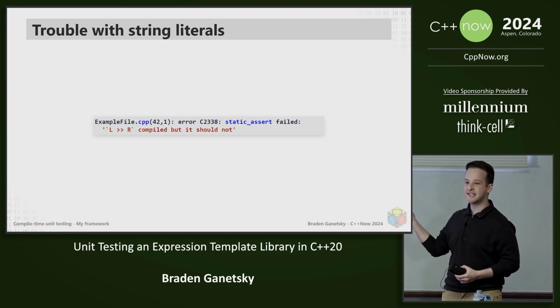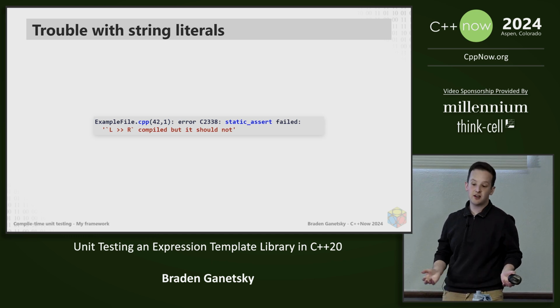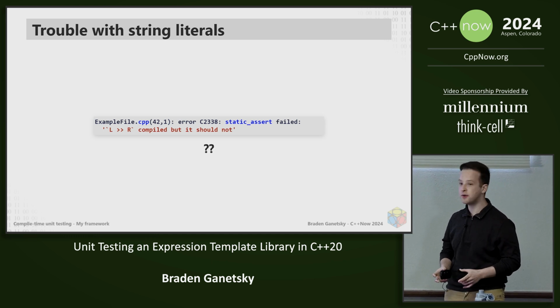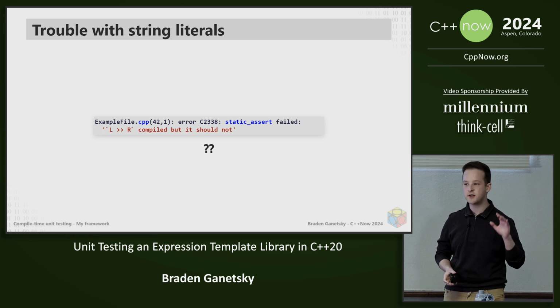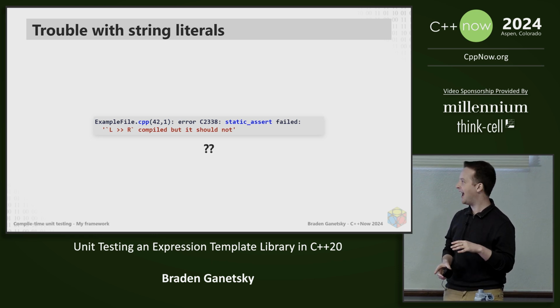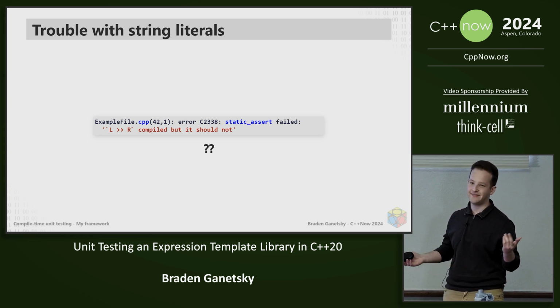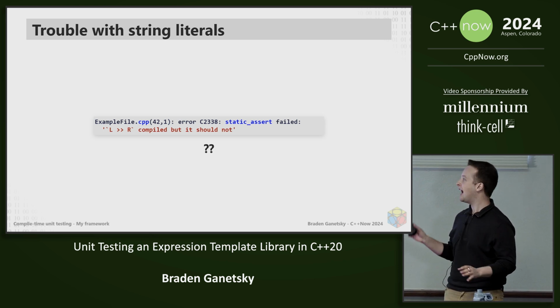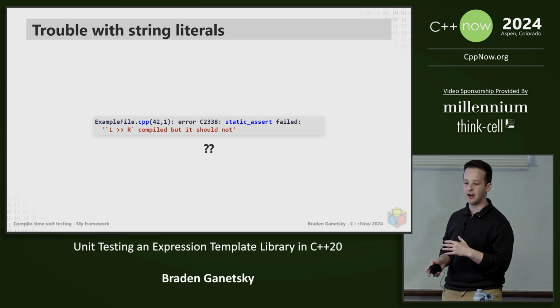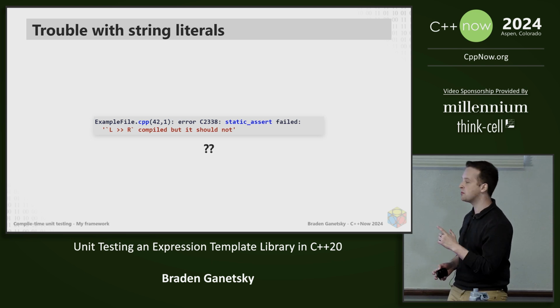So you end up getting this static assert failure: L right shift R compiled, but it should not. And I'm like, great, thank you. I have 100 parsers, and I'm doing the Cartesian product of those 100 parsers, and one of them failed? Where do I even start? I could bisect the whole thing. It's annoying. I would like to actually get some custom error messages in the parameterized case, which was something that I've been working on.